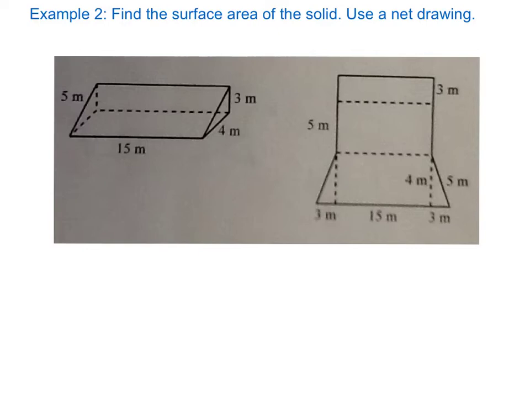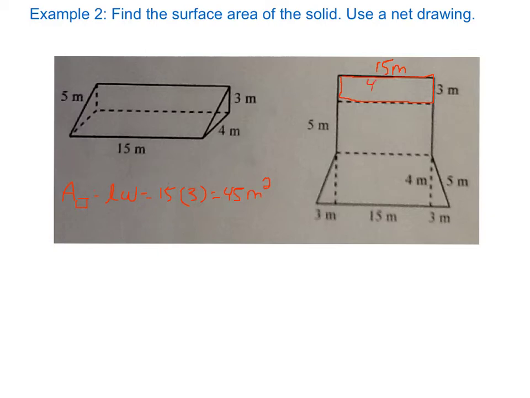Alright, so now we're going to find the surface area of this particular solid, which is a triangular prism. And we've got the net drawing provided for us to help us, so we're going to find the area of each face and then add it all together to get a total. So if we look over here, we've got this rectangle here in red. So if we were to find the area of that particular rectangle, length times width, and this is going to be 15 meters. So that's 15 times 3, which is 45 meters squared.